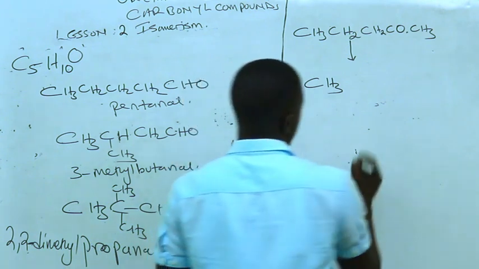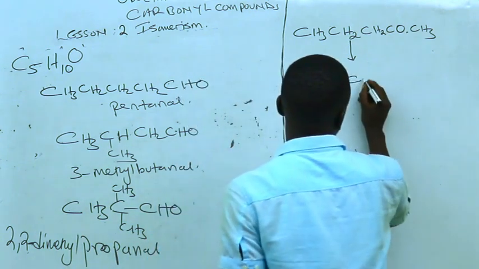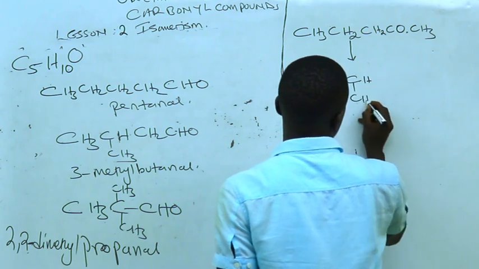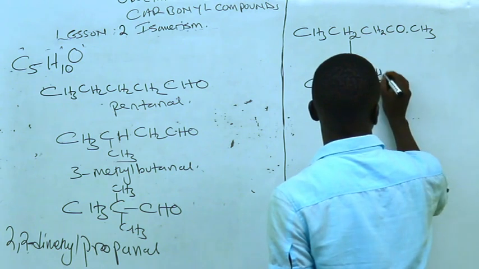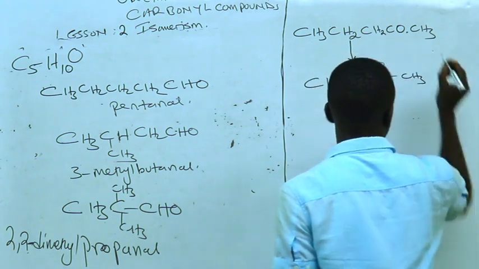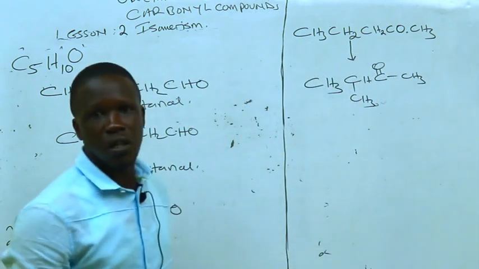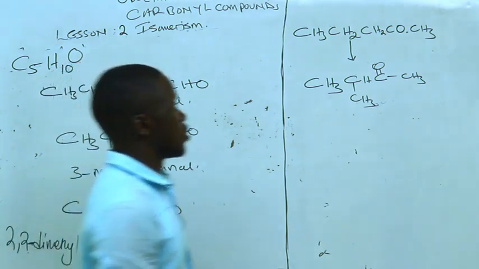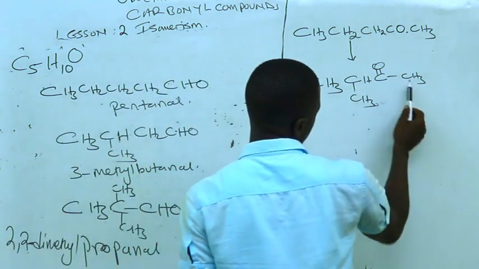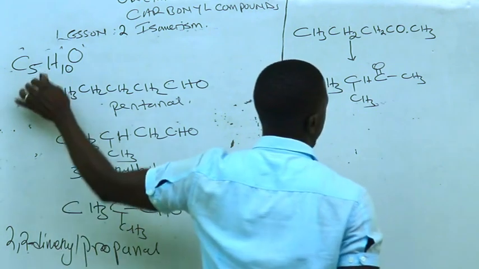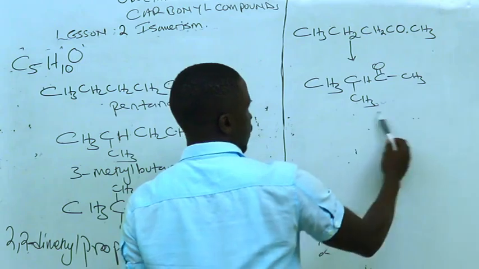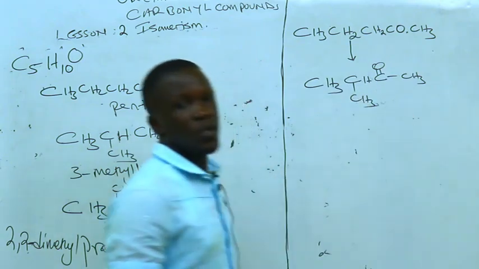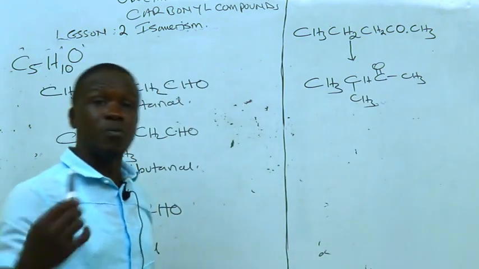we'll put 4. CH3, CH, CH3. So we have C double bond O, CH3. That is a ketone that is branched. And we have 1, 2, 3, 4, 5 carbon atoms as in here. And the hydrogen atoms should as well be 10. These are 3, 6, 9, 10. So that is a ketone, but branched.